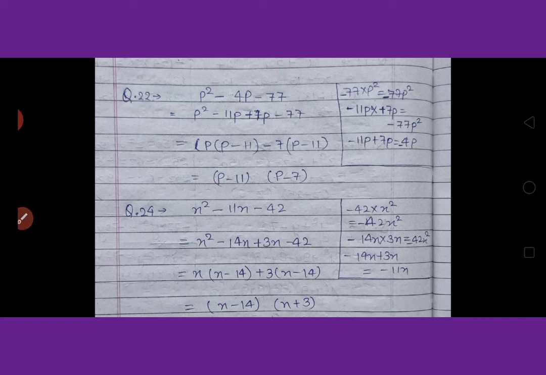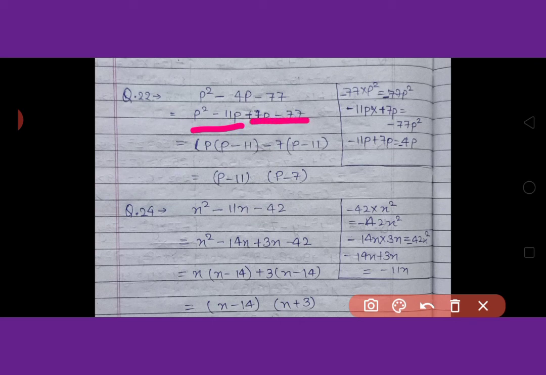So the middle term will split into 11 into 7, minus 11p plus 7p. The multiplication gives minus 77p square, and the addition of minus 11p plus 7p is equal to minus 4p. So minus 4p will split in the form of minus 11p plus 7p. So it has divided into two groups: first group p square minus 11p, and 7p minus 77.